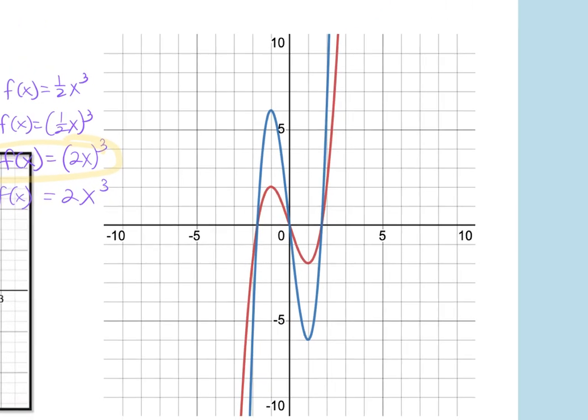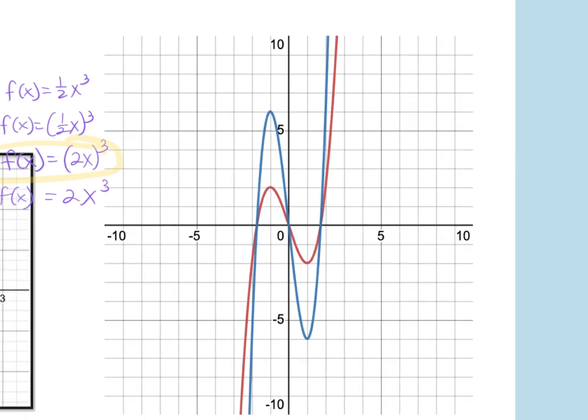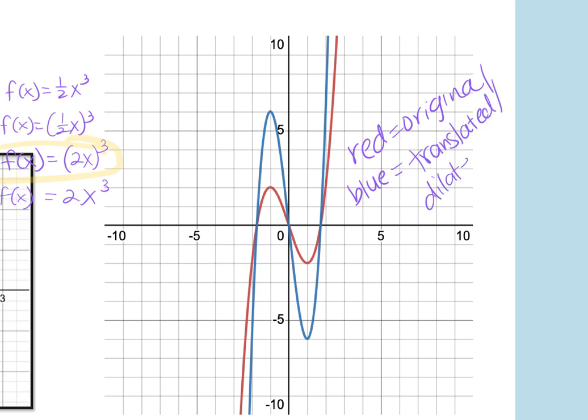Okay, now go to the second one. This time the red is the original. So the red is the parent function, and the blue is the translated or dilated graph. What kind of dilation happened here? A vertical stretch, okay? So a vertical stretch in which I look at this y was at 2, this y is at 6. So it's a vertical stretch by what?